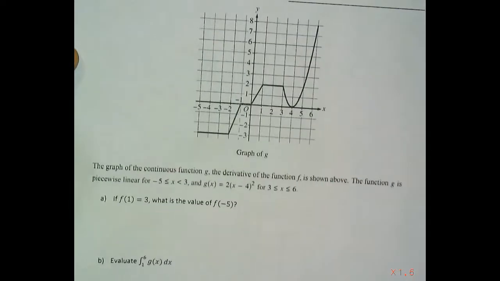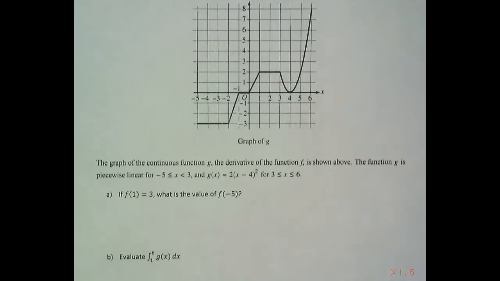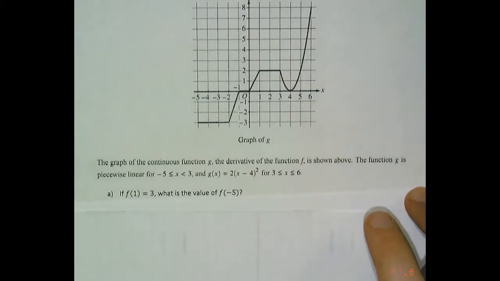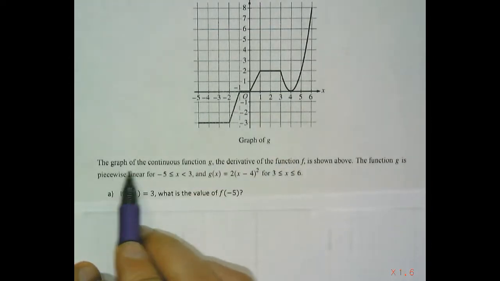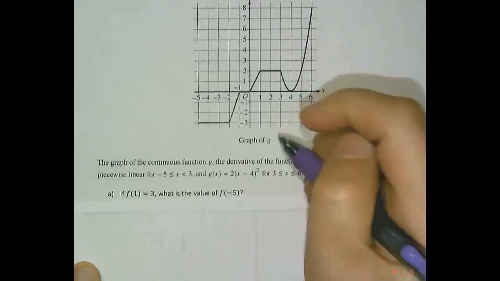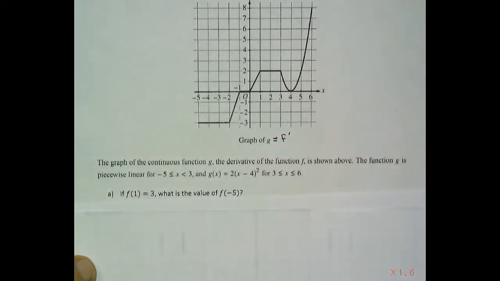So this question here was from the 2018 exam. I classify it as a type 3 because you're doing function analysis from a derivative graph. And it doesn't explicitly say that this is a derivative, at least on the graph, but here it says the graph of the continuous function g, which is the derivative of f. So you could say g equals f prime, and that's going to help you understand the problem more.